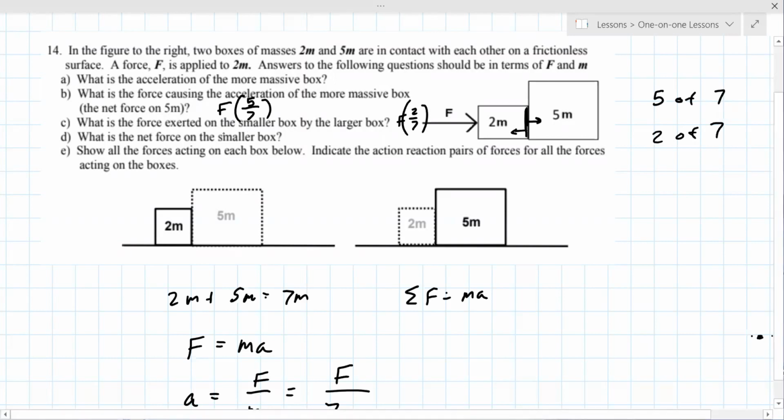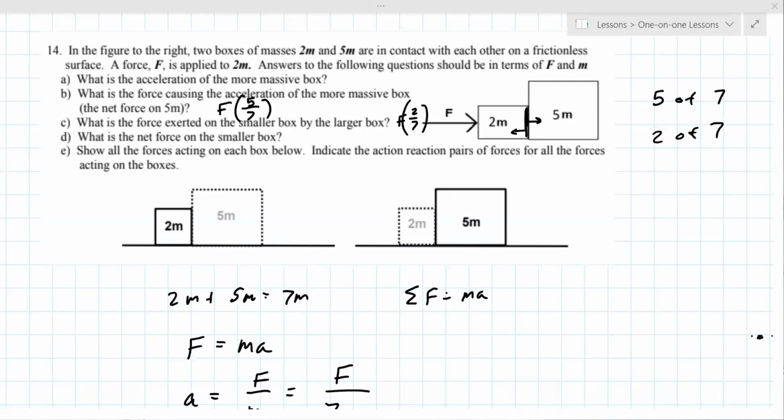So what is the force exerted on the smaller box by the larger box? So it's pushing back. I apologize. This area of physics isn't my favorite expertise. I'm feeling like I'm struggling a little bit here. But we're okay so far.